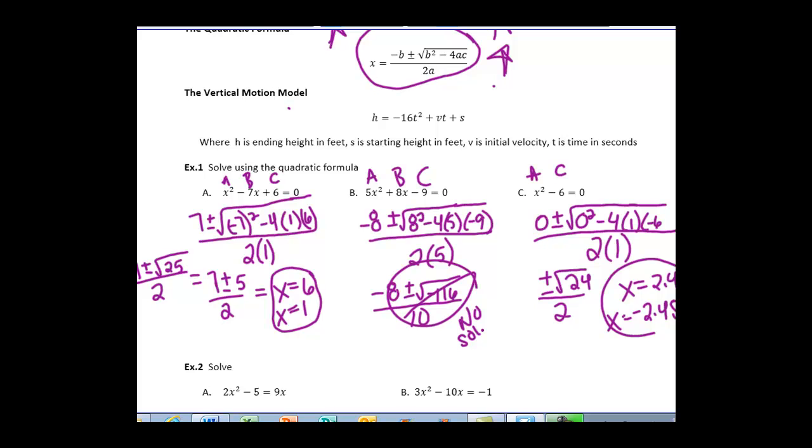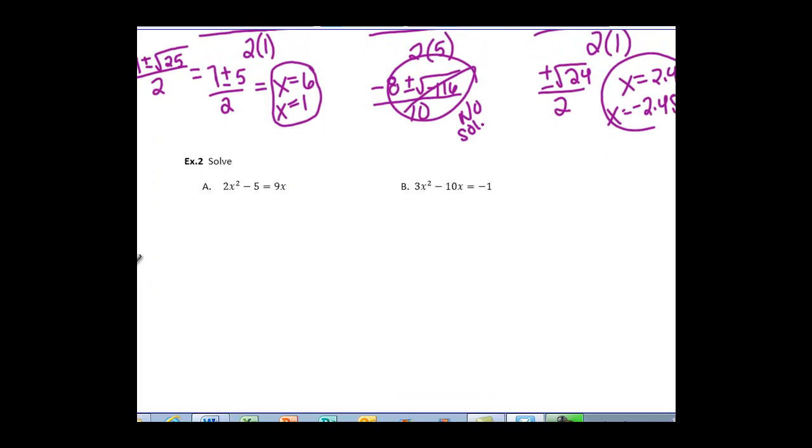All right, we're going to move down to example 2. Now, in order to solve using the quadratic formula, you need your equation to be set up equal to 0. So in order to do that, we need to subtract this 9x over. I'm going to subtract that here, and then we're going to put our numbers in order. So we get 2x squared minus 9x minus 5 equals 0.